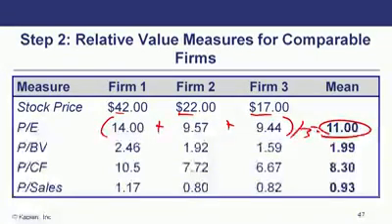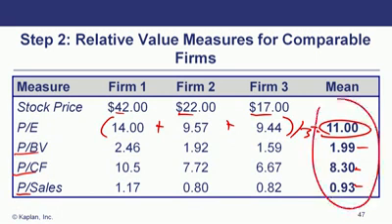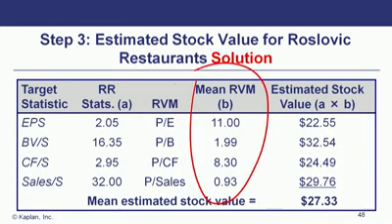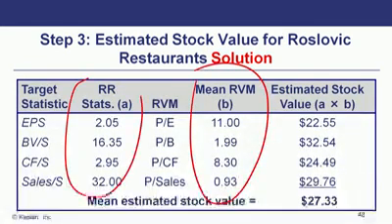And then I'm going to do the mean price to book, price to cash flow, price to sales. So I'm going to have 4 different relative valuation metrics here. So what do I do with those? I'm going to take these numbers, 11, 1.99, 8.3, and 0.93, and I'm going to take the PE, multiply it by Roslovic's E. I'm going to take the PB and multiply it by Roslovic's B. I'm going to take the P cash flow, multiply it by Roslovic's cash flow, and then sales by sales. So here's my mean relative valuation metrics. Here's my numbers from Roslovic.